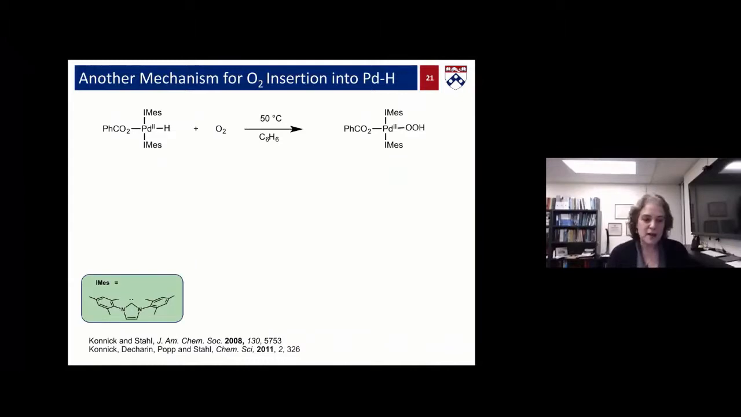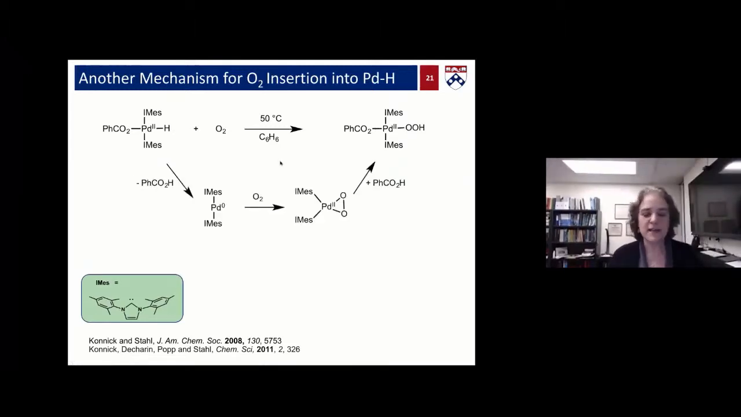Around this time, Shannon Stahl's group was looking at a very similar reaction. So this is a palladium-2 hydride plus oxygen going to the hydroperoxide. On the face, it looks very similar. However, he found a very different mechanism, and that is reductive elimination down to palladium-0, and then interaction to form a peroxo palladium-2 species, and then protonation to form the palladium-2 hydroperoxide product.